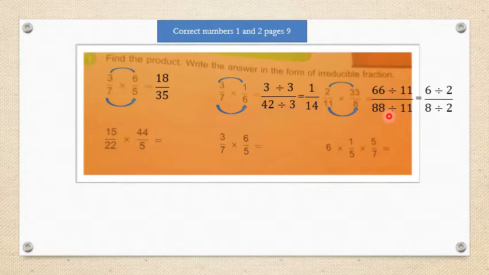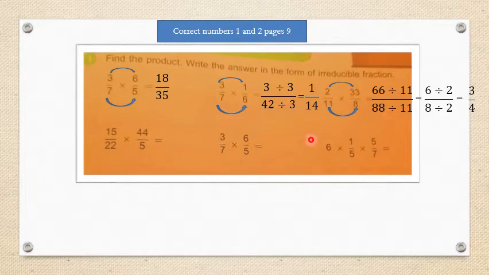But look, 6 over 8 is a reducible fraction, since I can still divide 6 and 8 by 2. They are both multiples of 2. So let's divide both the numerator and denominator by 2. Our answer will be 3 over 4. Now I can say that 3 over 4 is an irreducible fraction.